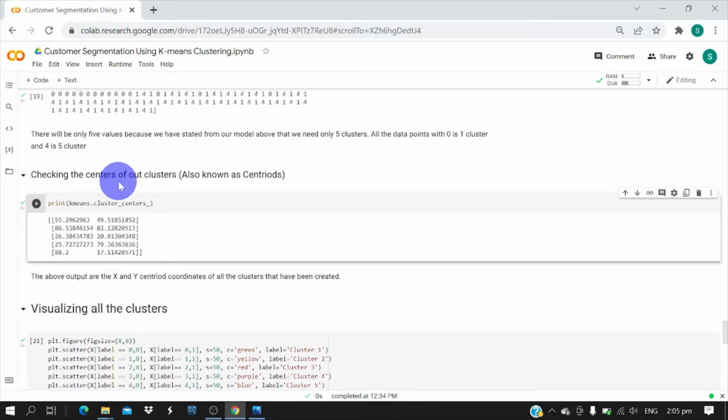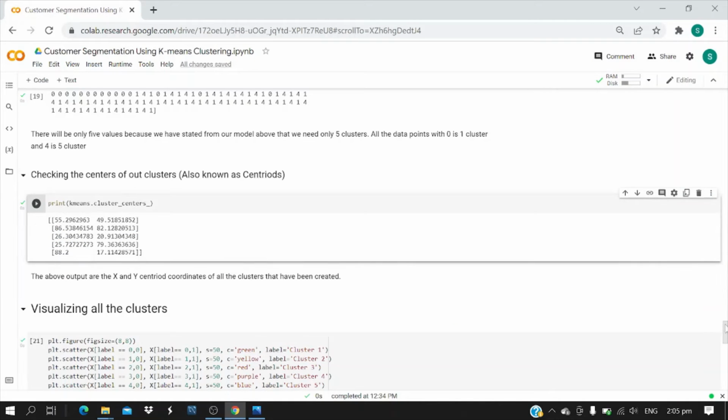I checked the centers of our clusters, and that's the centroid. These values represent the x coordinates, the values of the x axis, that's the centroid values for the x axis. This represents the values for the centroids of the y axis. And you know there are 5 clusters, and that's why there are 5 centroids: 1, 2, 3, 4, and 5.